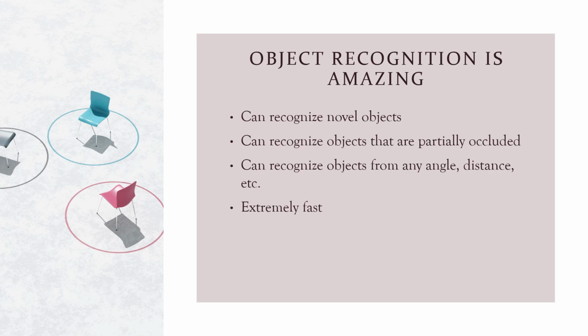We can also recognize objects from any angle or distance. As I walk around the room, if I'm looking at that chair, the actual image that's projected to my retina is constantly changing. If I'm looking at it from different angles or I back up, it's going to be a little bit smaller. I go towards it, it's going to be a little bit bigger. And yet, even with all those changes happening, I can still recognize exactly what it is. And we can do all of this very, very quickly. It's ridiculously fast how quickly we can recognize objects.